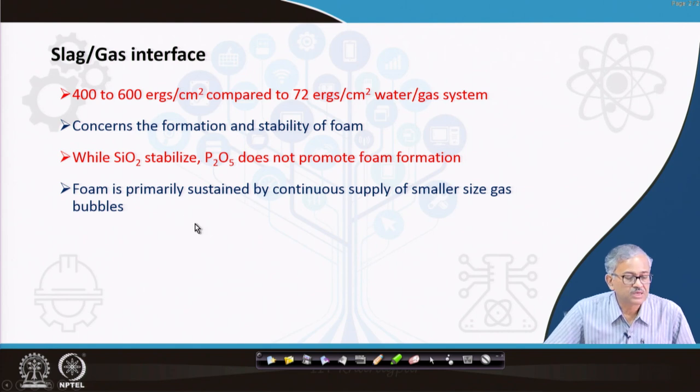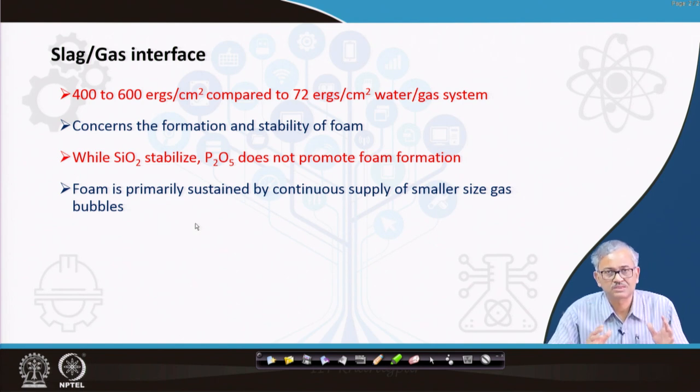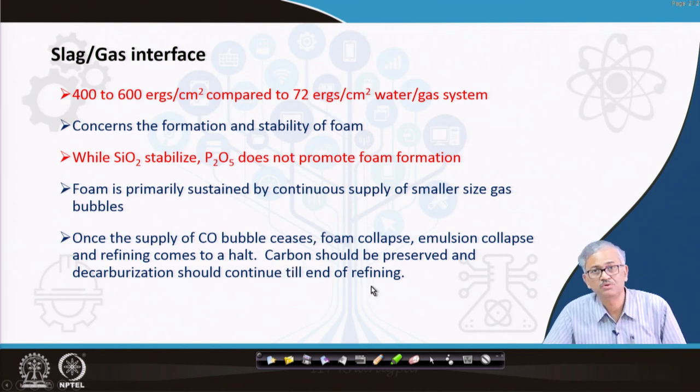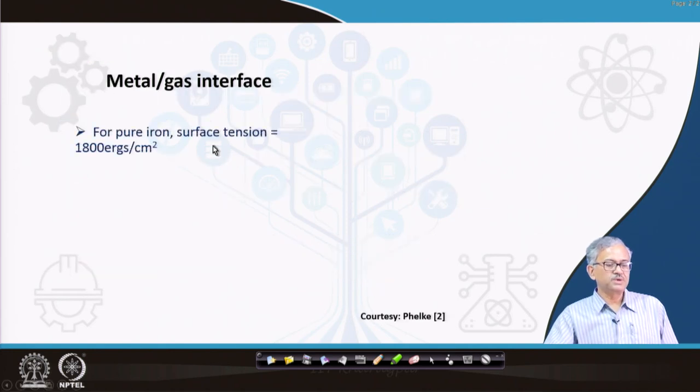So in case of the LD refining, carbon has to be preserved to the end of the process, such that decarbonation continues to the end and it sustains the foam as well as the emulsion. So that is the thing. Once the supply of CO bubbles ceases, foam collapses, emulsion collapses, and refining comes to a halt. Carbon should be preserved and decarbonization should continue till the end of refining. This is important.